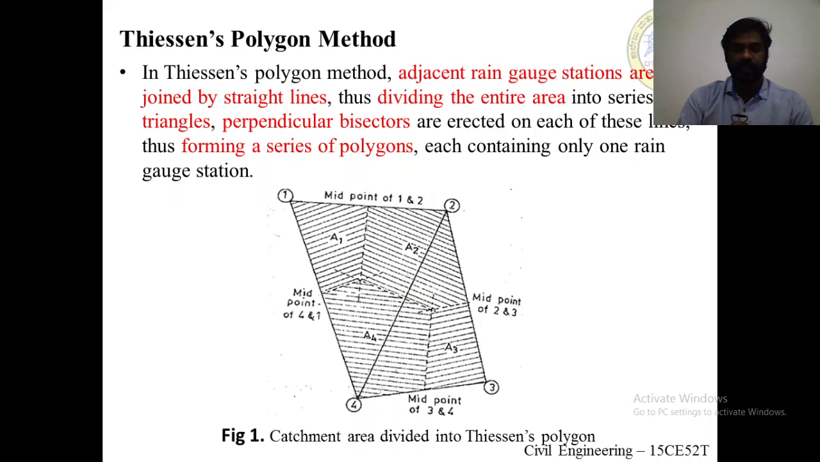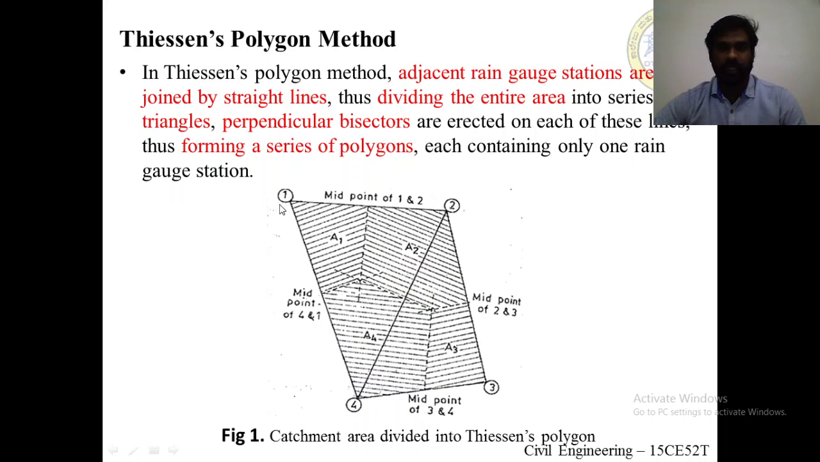I'll repeat once more. In the arithmetic method, only rain gauge readings were considered for computation of average rainfall. But in Thiessen's polygon method, weightage will be given for each rain gauge depending on the area it is assumed to best represent. To find this area which the rain gauge represents best, we have to collect the map of a catchment area. And see, this is the catchment area map.